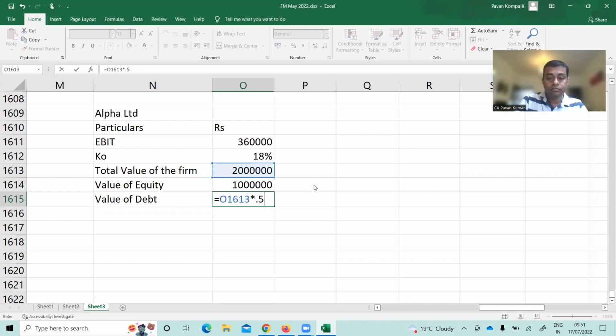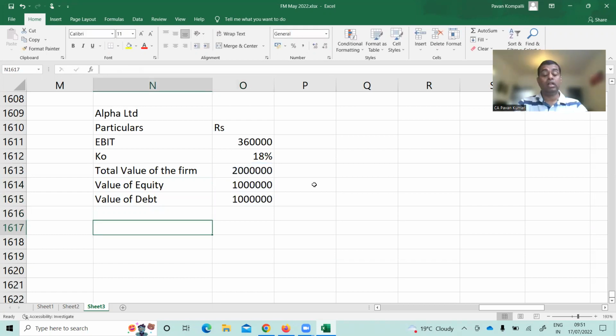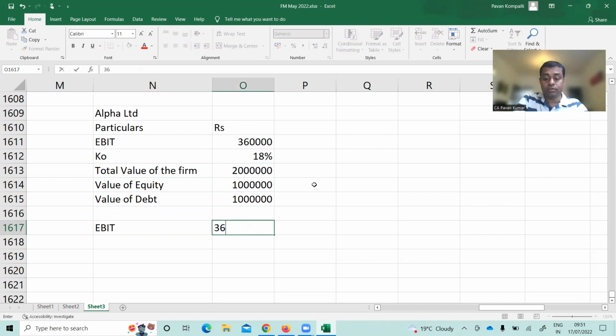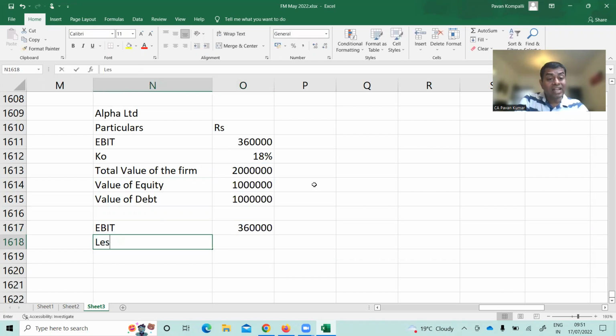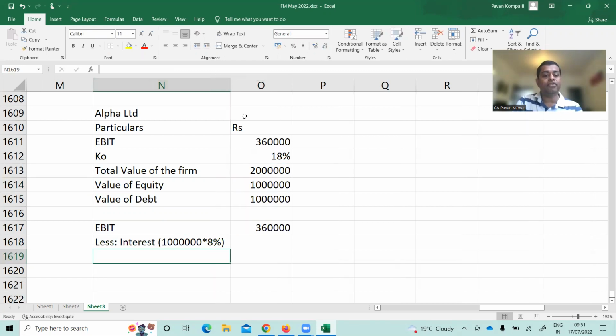That's all. Correct? Now, again, we'll take EBIT. What is EBIT? 3,60,000. Less interest. How much is interest? 10 lakhs is the debt into 8%, the rate given in the question. Interest rate is given as 8%, if you observe. So 10 lakhs into 8% must be 80,000.